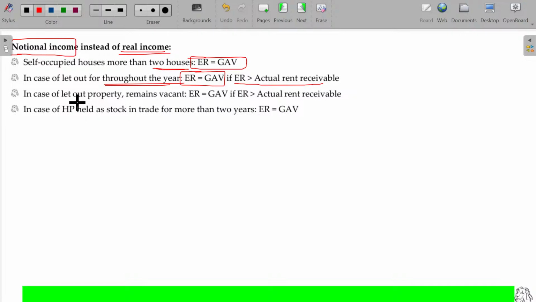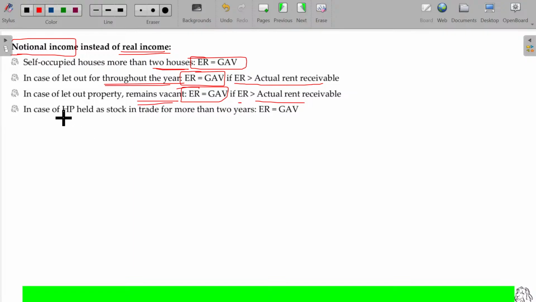Right. In case the let out property remains vacant, what happens, sir? It remains vacant throughout the 12 months. In that case also, ER is equal to GAV. So provided expected rent is higher than the actual rent receivable, the same condition will be applicable.